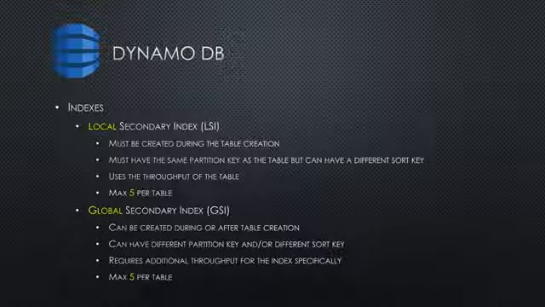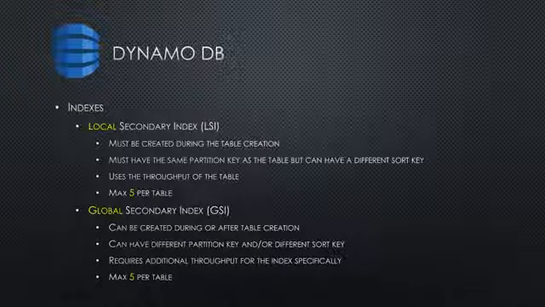Then you have global secondary indexes. Global secondary indexes can be created during or after table creation. They can have different partition keys and or different sort keys. So unlike the local secondary index, where I had to keep my partition key the same, I can have a different partition key and a different sort key for my global secondary index. I might want to have my partition key now be product size and my sort key be product color. And I could do that. It probably wouldn't be a good query, but you can change the keys.